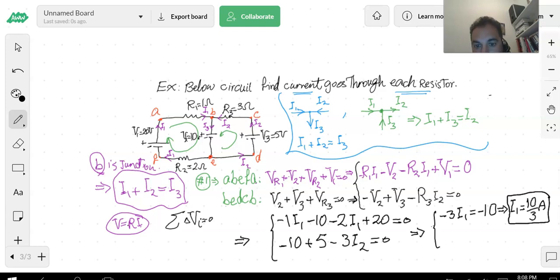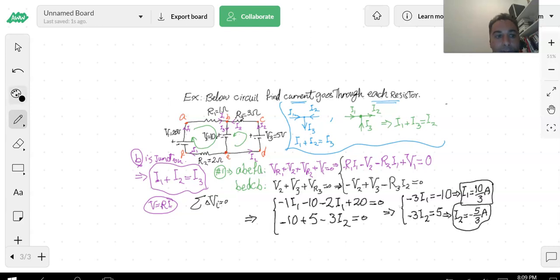Then by this equation, I can find I2. So this will be negative 3I2 equal negative 10 plus 5, which is minus 5. Move it over, it will be 5. So I2 will be negative 5 over 3 amp. So far good.